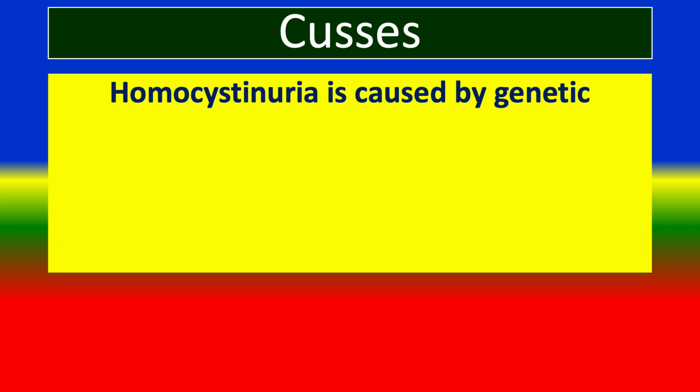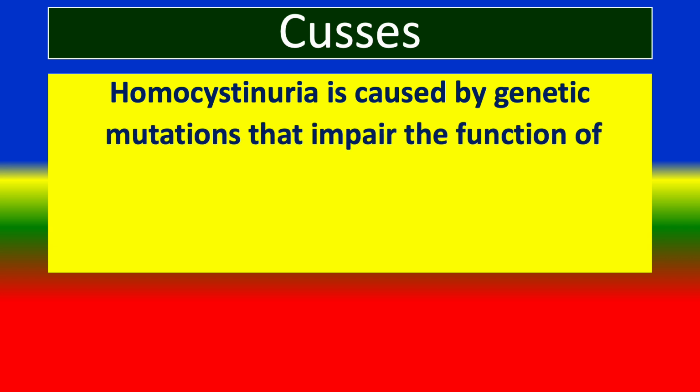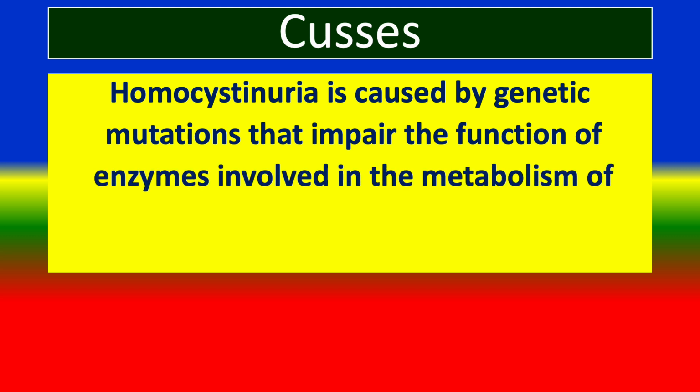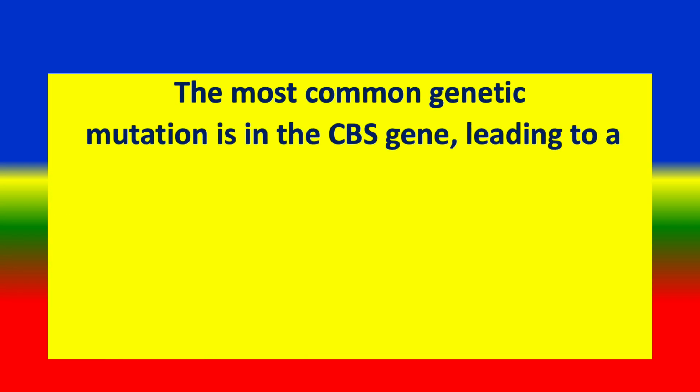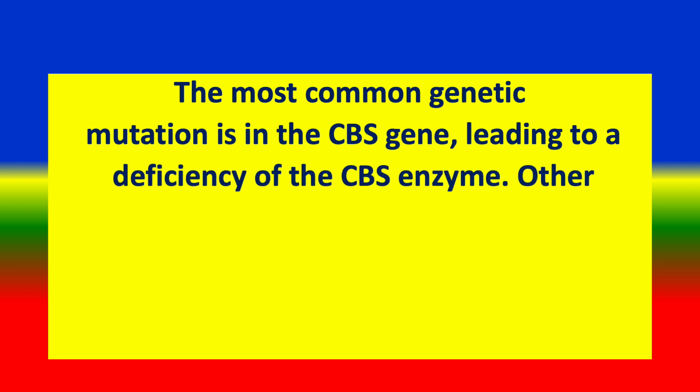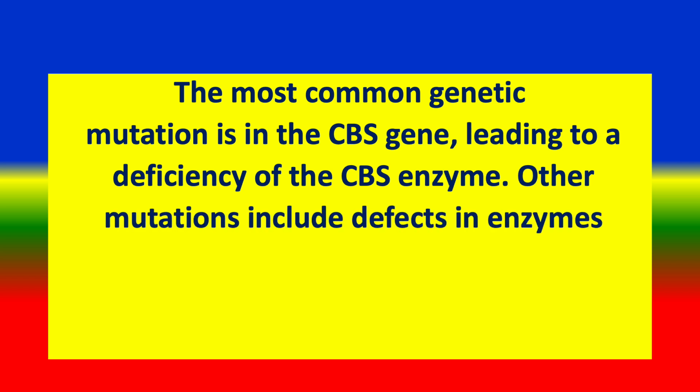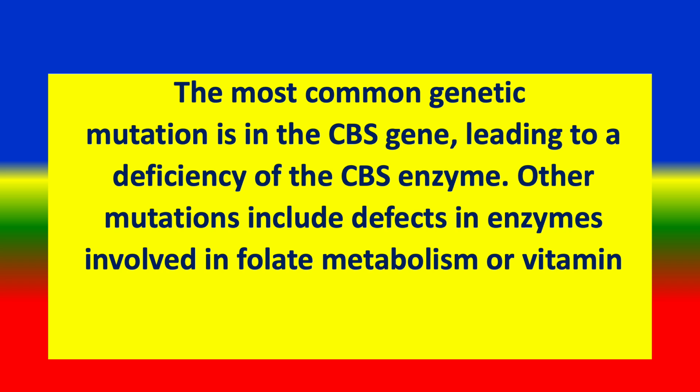Causes. Homocystinuria is caused by genetic mutations that impair the function of enzymes involved in the metabolism of homocysteine. The most common genetic mutation is in the CBS gene, leading to a deficiency of CBS enzyme. Other mutations include defects in enzymes involved in folate metabolism or vitamin B12 processing.